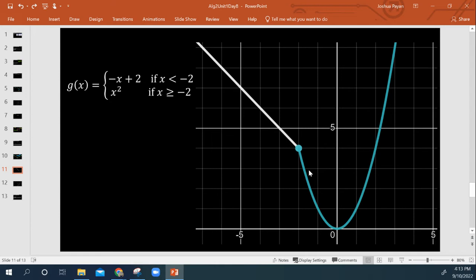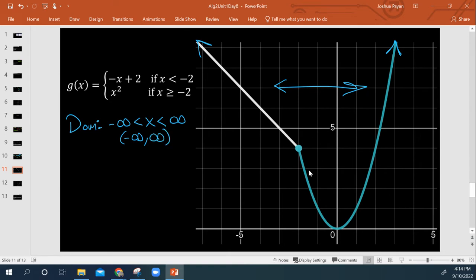So domain here, well, again, we see we just continue infinitely to the right, infinitely also here to the left, right? So my domain, if we're talking about inequality notation, is just all real numbers again. So negative infinity is less than x is less than positive infinity. Or even simpler in parenthetical notation, negative infinity to positive infinity.